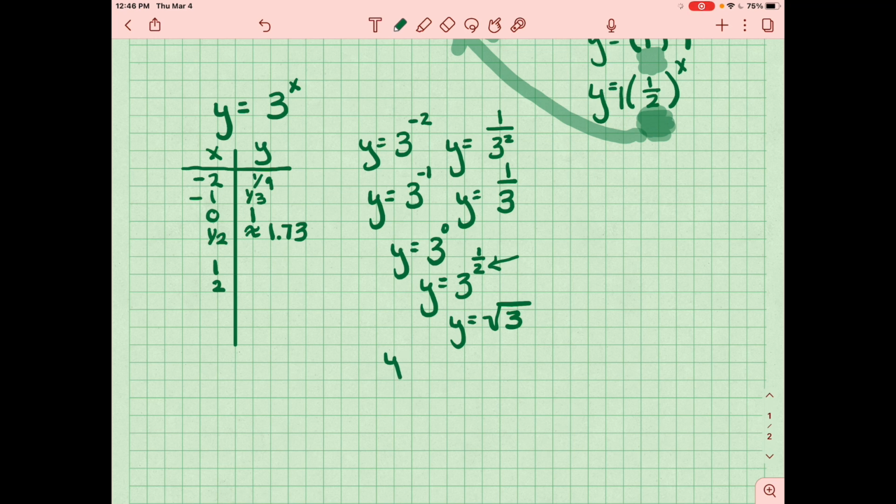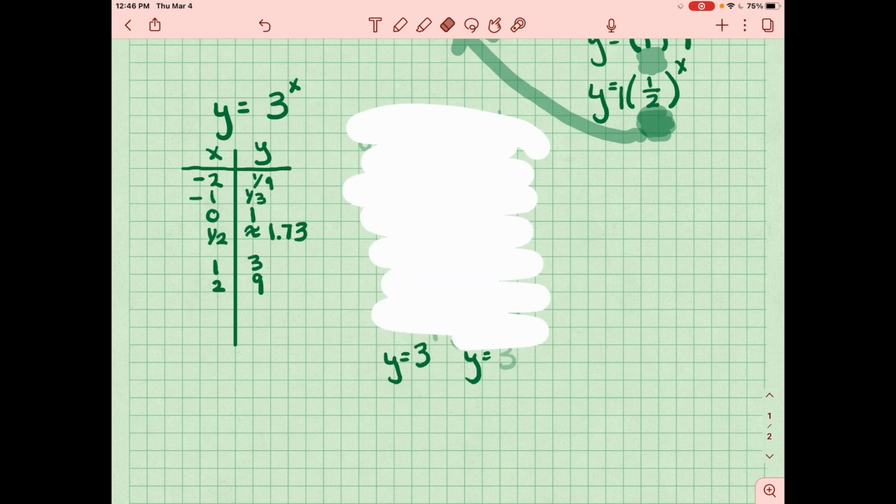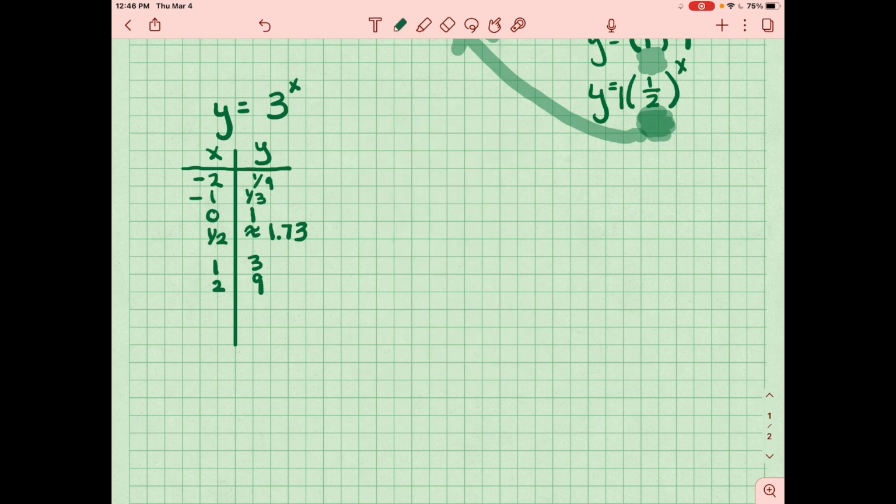Y equals 3 to the 1 is just 3, and y equals 3 squared is 9. And so if we were to try to graph this, I'm going to go ahead and take off all of my scratchings here so you can see the graph.